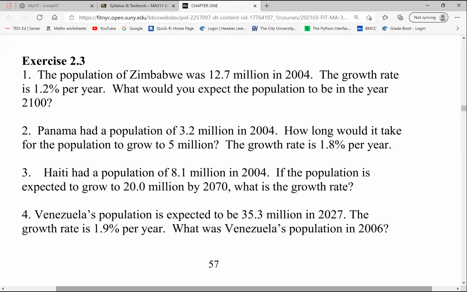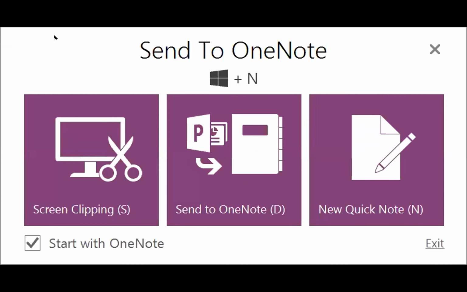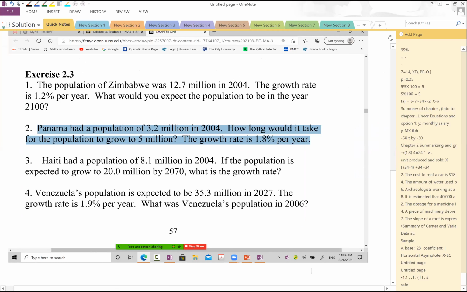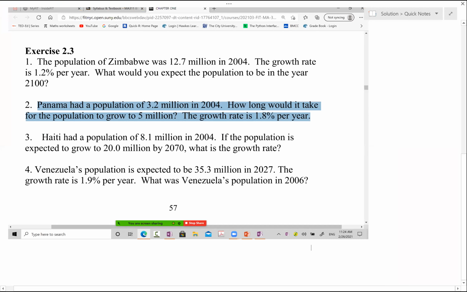Okay, so let's go over the solution for those two questions. Moving on to this note. All right, question number 2: you are looking for how long it will take, so it's looking for time t. How long will it take for the population to grow to 5 million?